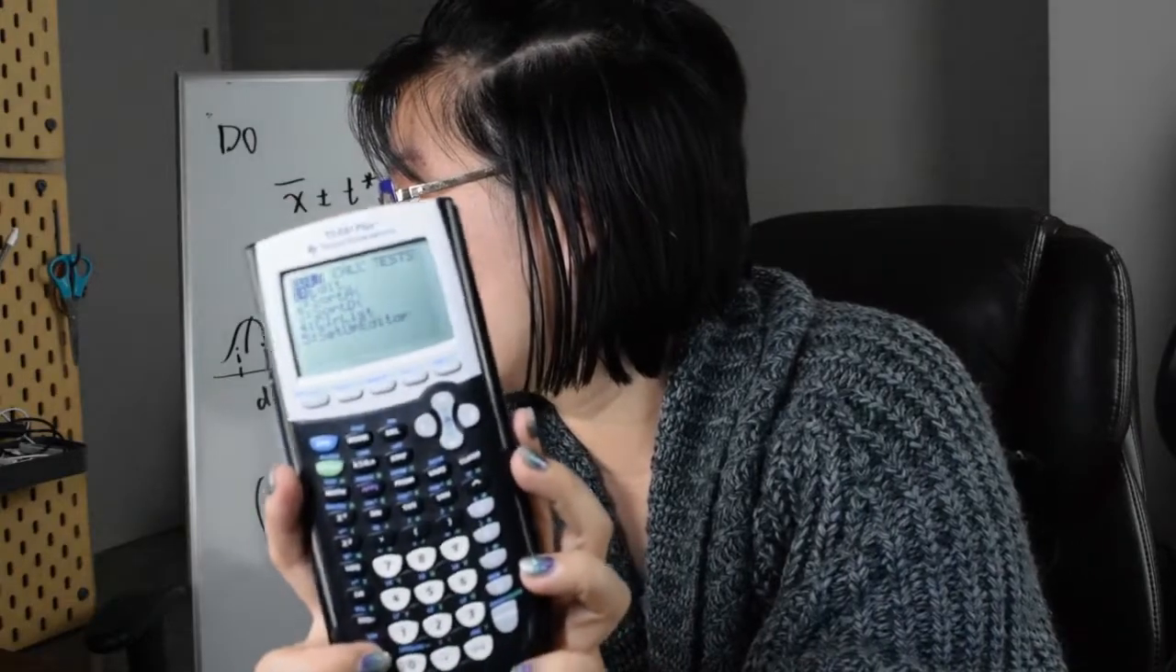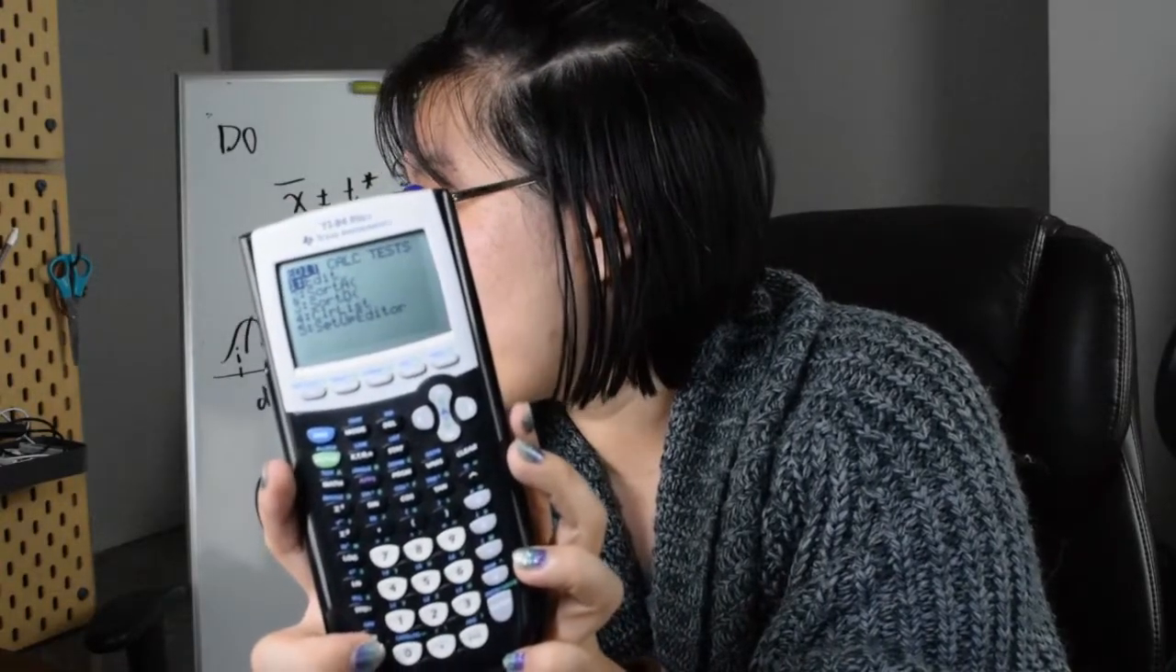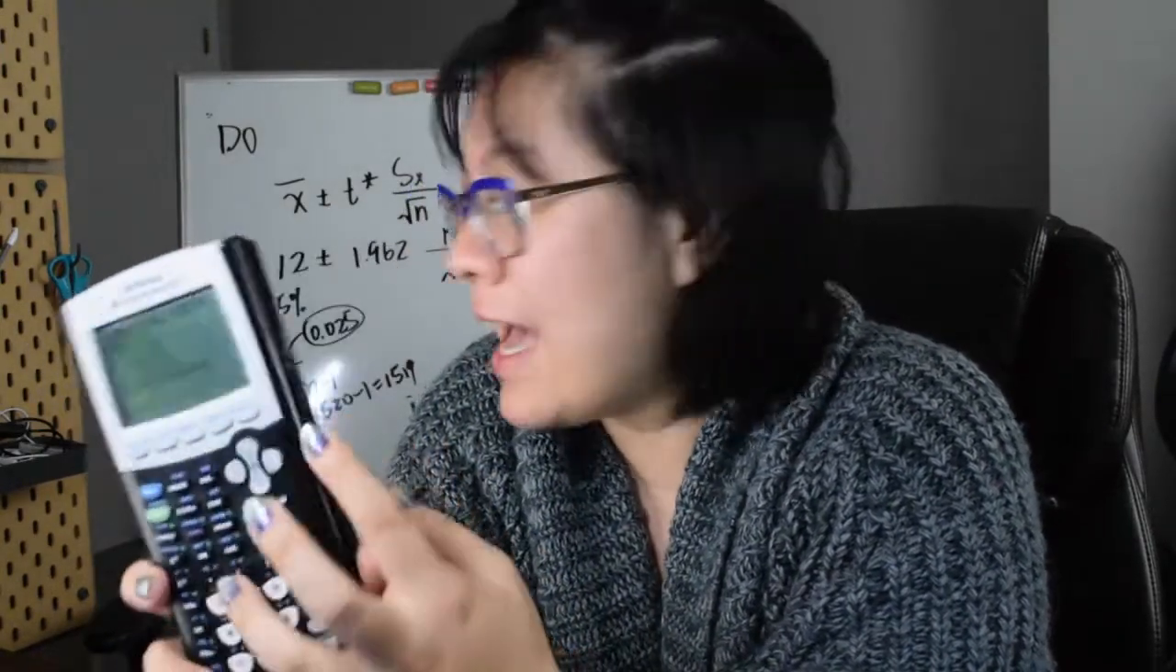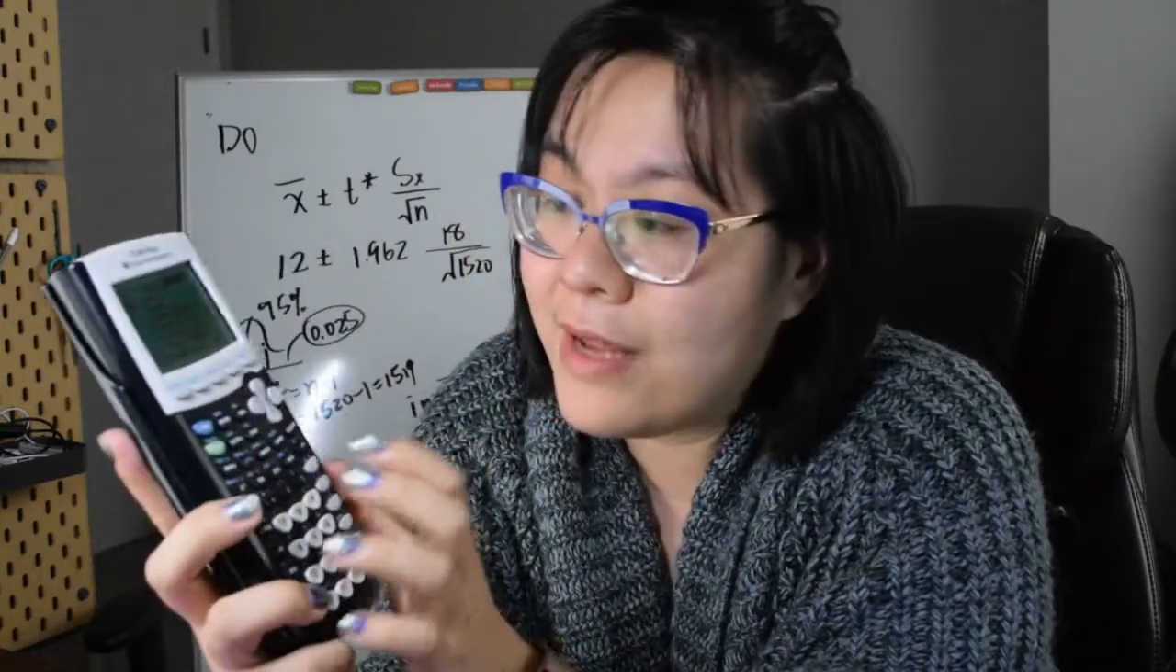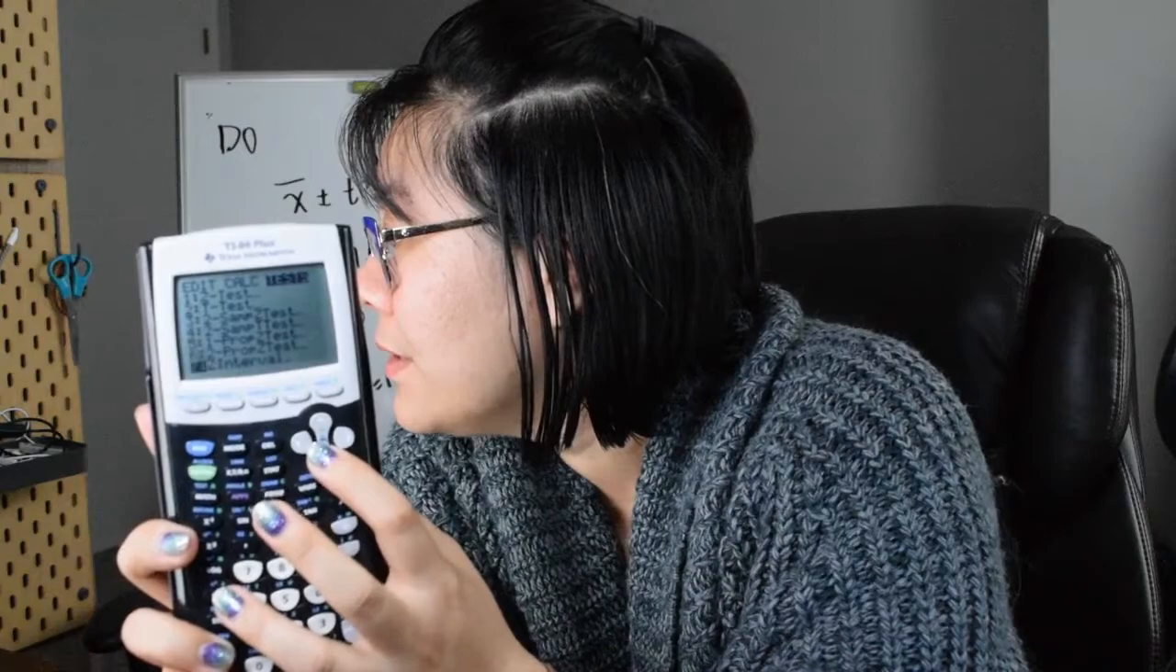Today's calculator screen is pretty good. You can press stat, you will get this screen, and then you're going to arrow over to TESTS. You go right to TESTS, and you will see Z interval, T interval, and you're going to go down to the T interval.